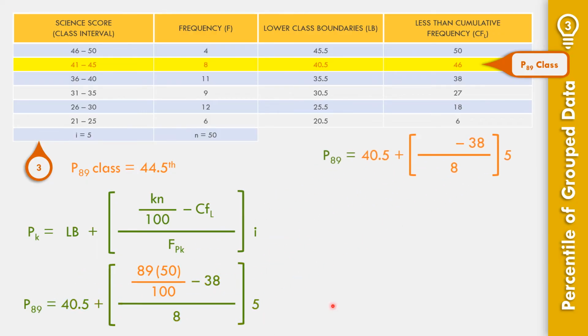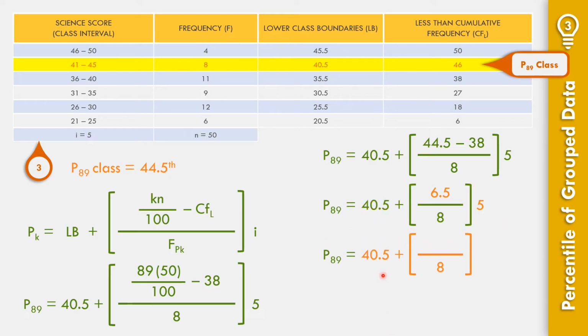So let us continue to solve. So P sub 89, copy 40.5, plus 89 times 50 divided by 100, that is 44.5. Copy negative 38, copy positive 8, and then copy the interval 5. So P sub 89, copy 40.5, 44.5 minus 38, the answer is 6.5. Copy the denominator 8, copy the interval 5. So let us continue to solve. We will compute first 6.5 times 5. So P sub 89 equals 40.5 plus 6.5 times 5. The answer is 32.5 over 8.